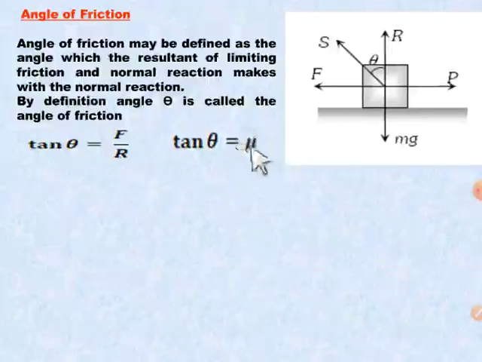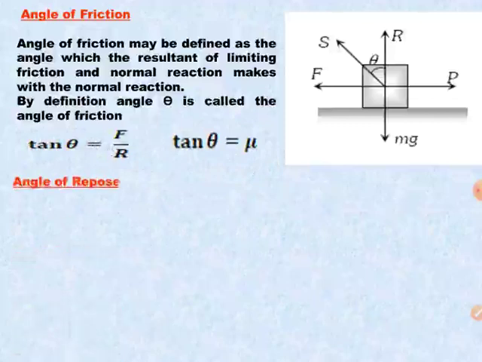Not static friction, rather limiting friction, but that limiting friction is generally called static. So tangent of theta is equal to the coefficient of that limiting friction, right? So let's see about the angle of repose.